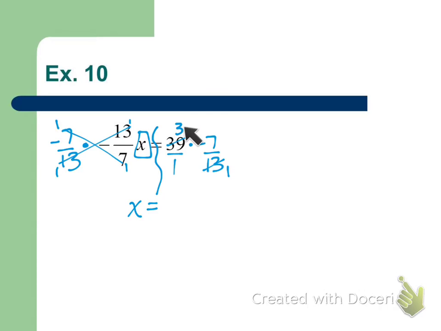Alright, so then we're left with 3 times negative 7. That's negative 21. Do I need to put it over 1? No, you can, but you don't have to. We can leave it right there.